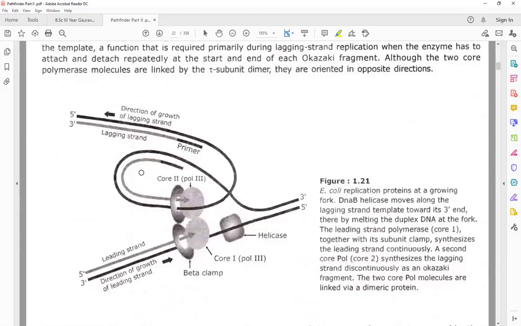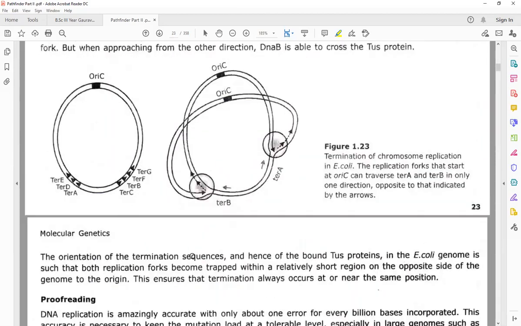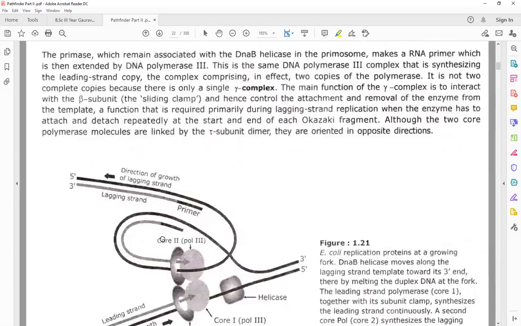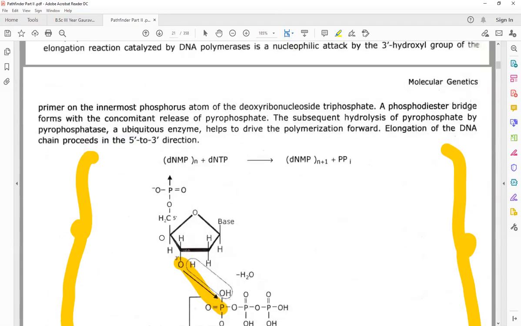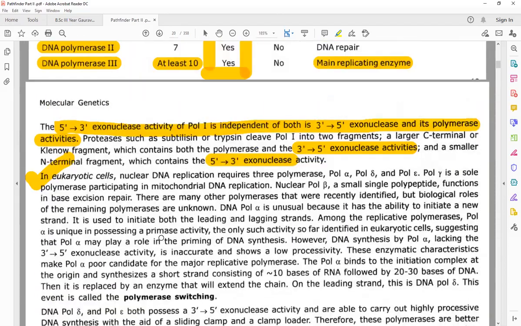This is the trombone model, which I have already explained. Tomorrow, we are going to finish this particular process of DNA replication. So please at least give it a reading and try to solve the questions in the MCQ part, as well as look at the animated video. I would be sharing the same with you in the group.